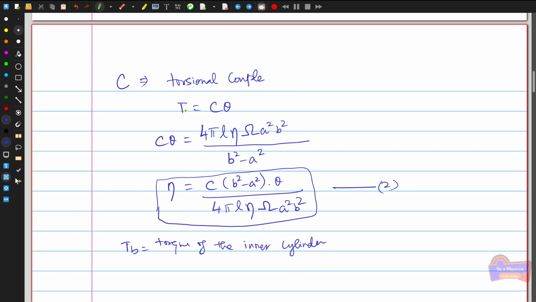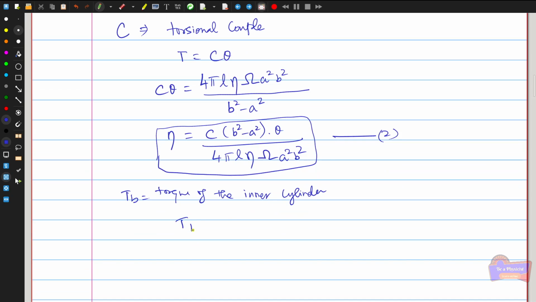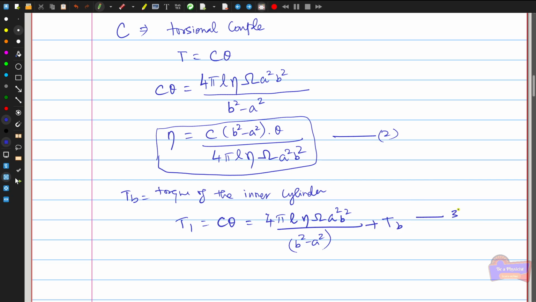Then I can write the same expression, taken as T1, which is equal to C theta. So this torque T1 is the combination of both the inner cylinder as well as the outer cylinder, so I can add this TB into this expression, so that I can write this expression as 4 pi L eta omega A squared B squared divided by B squared minus A squared plus TB. So this may be taken as equation 3.